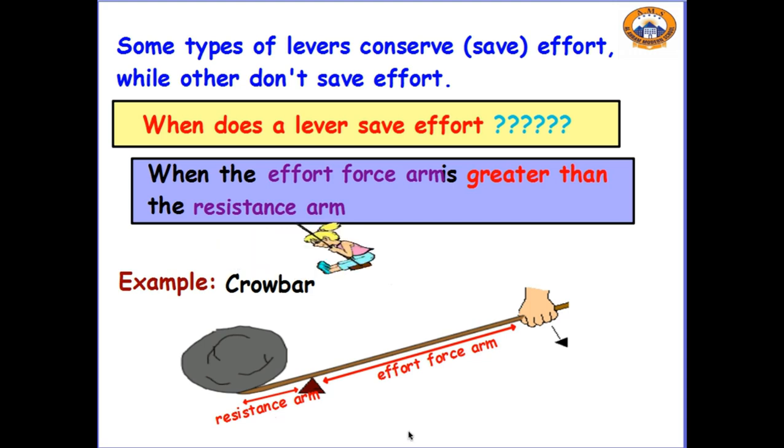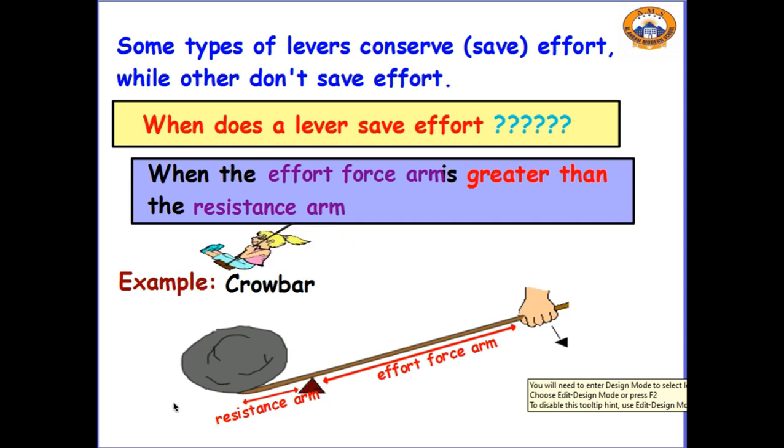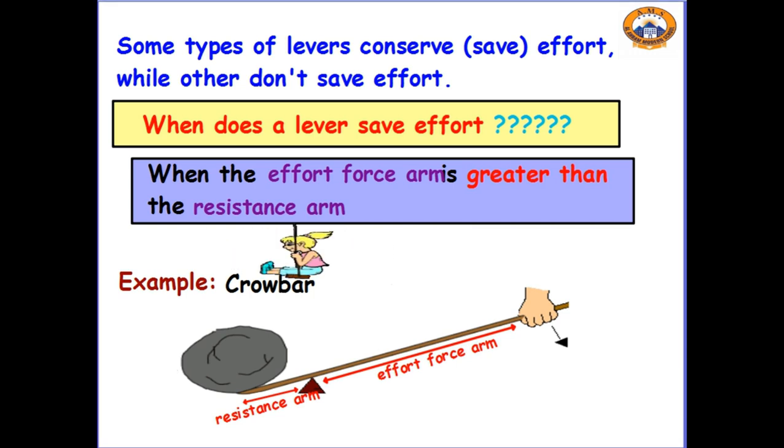And we said that if the effort force arm is longer than the resistance arm, the effort force F will be smaller than the resistance force R. So the crowbar, or this type of levers, saves effort. So the first class levers save effort only if the effort force arm is longer than the resistance arm.